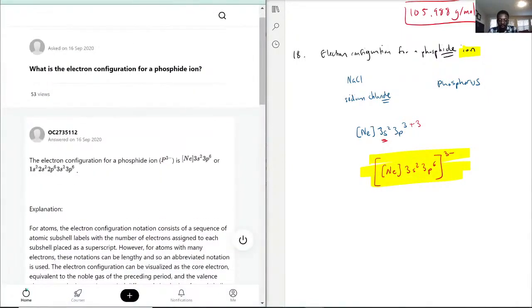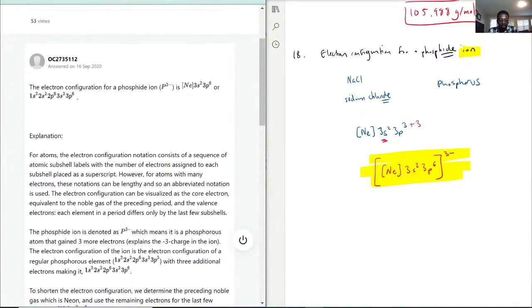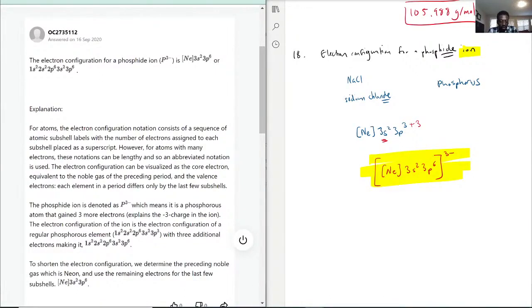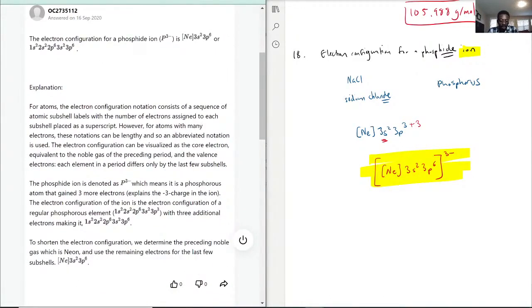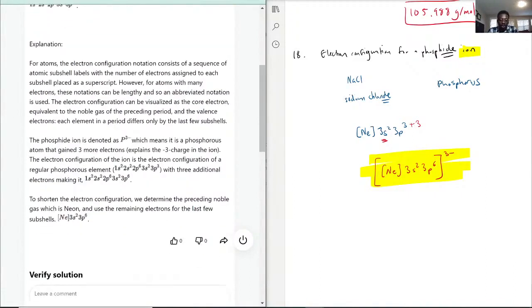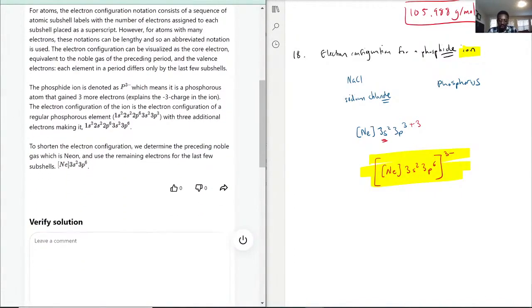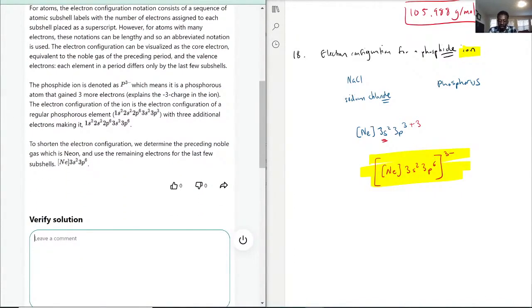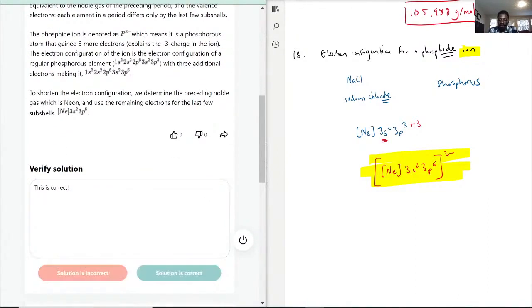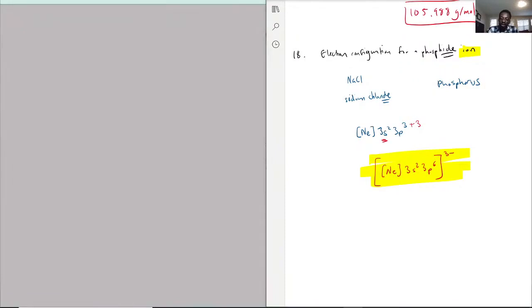Okay, yep, 3s2 3p6. There we go. So it's a lot easier to gain those 3 than to lose a whole 5, hence why we jump up like that. This is correct. And now let's move on to question 19.